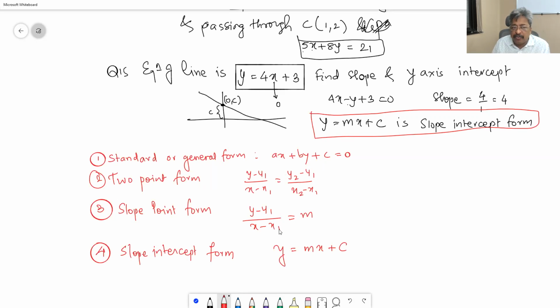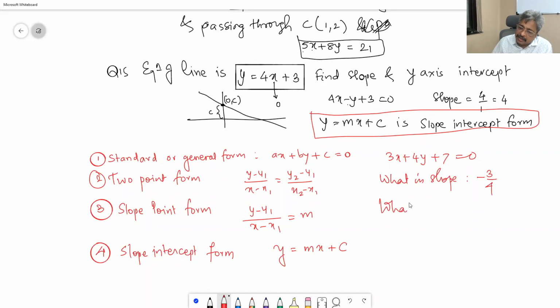You can jump from one form to the other very easily. You should be able to do it very quickly. So if I give you ax plus by plus c is equal to 0, you should be able to tell me the slope very quickly. Now tell me, 3x plus 4y plus 7 is equal to 0. What is the slope? Before I write, it is minus 3 by 4.